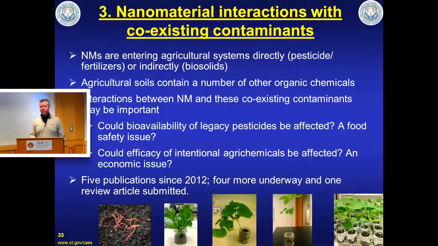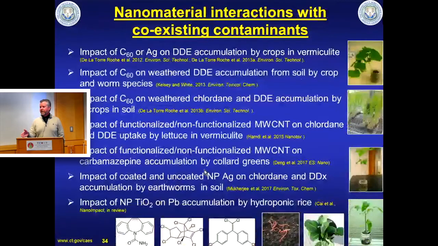We've actually done a fair amount of work in this area, even though initially we considered it to be kind of an add-on set of projects. These are just all the publications. I only throw this up here to show you the answer is yes. Engineered nanomaterials interact significantly with other contaminants, and most of our focus has been on organic molecules in agricultural soils. Sometimes the nanomaterial decreases the availability of the pesticide, or in one case, the heavy metal. In other cases, it increases the uptake. So it's very case specific.